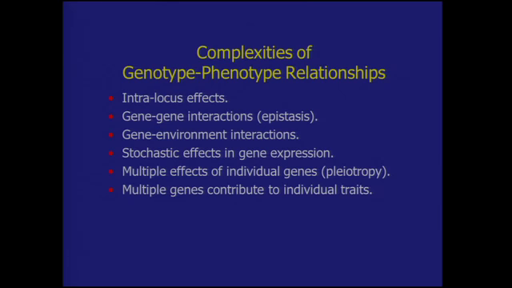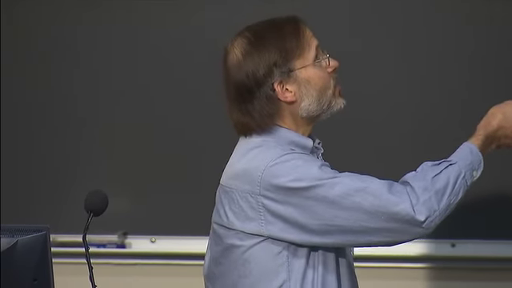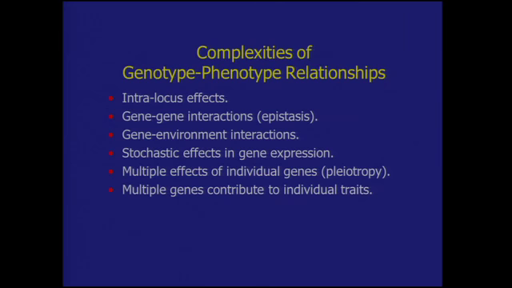In addition, sometimes the influence of a particular allele at locus 1 depends on alleles at locus 2 or other loci scattered throughout the genome. So there are gene-gene interactions, and that goes by the name epistasis. There are, of course, important gene-environment interactions, and I'm going to give you a rather striking example of that a little bit later. There are random effects on gene expression, which I will show you an example of momentarily.